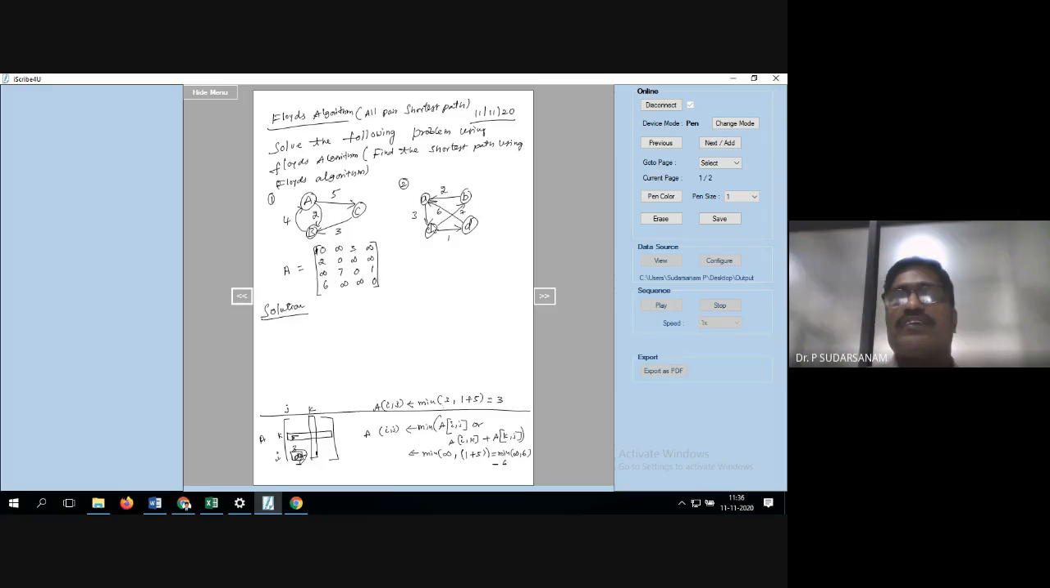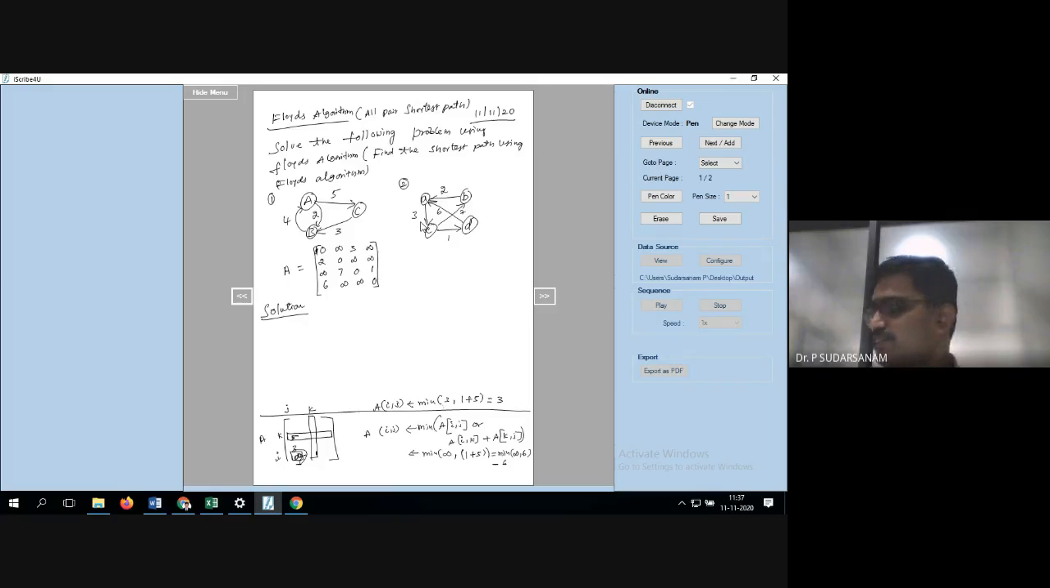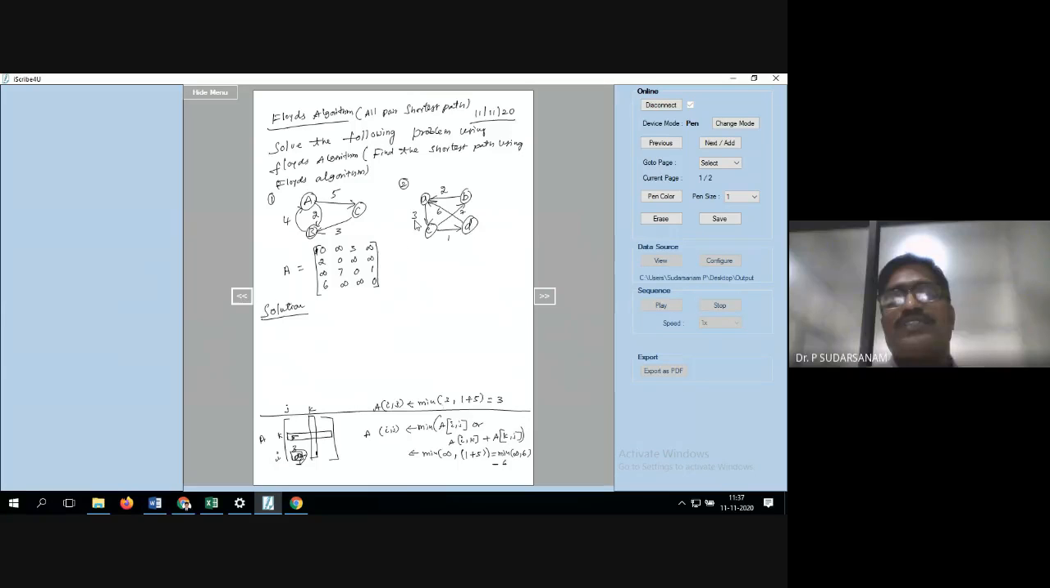Next, A to C. How much? 3, sir. In the matrix, what did you write? 3 only, sir. A to D. A to D is A to C plus C to D, sir. 3 plus 1, 4. So the matrix is also the same thing, no? Yes, sir. Right. Next, B to A. 2, sir. Matrix also 2 only.